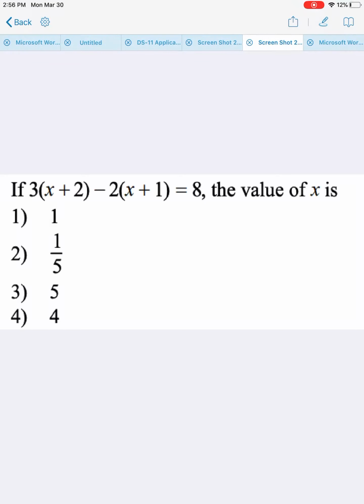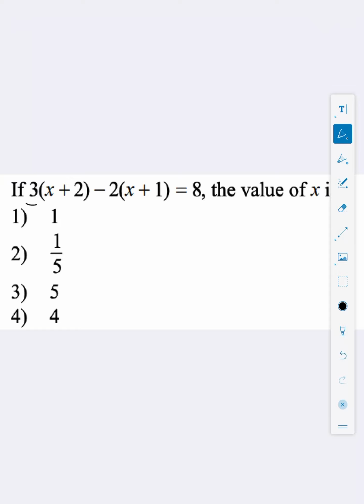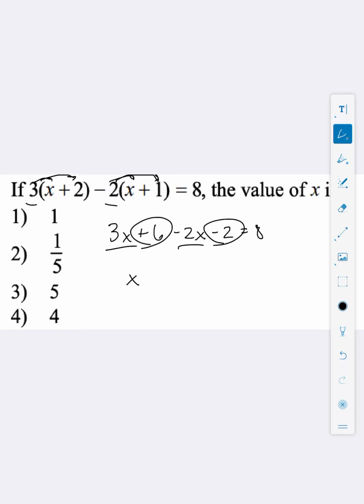And the third question is another equation, this time with 2 sets of the distributive property. We'll distribute a 3 and a negative 2. So if I go ahead and do that, I have 3x plus 6 minus 2x minus 2 equals 8. I'll combine my x's: 3 minus 2 is just 1, I'll leave it as x. And 6 minus 2 is positive 4. That equals 8. I'll subtract 4 on both sides, and I get x is equal to 4.